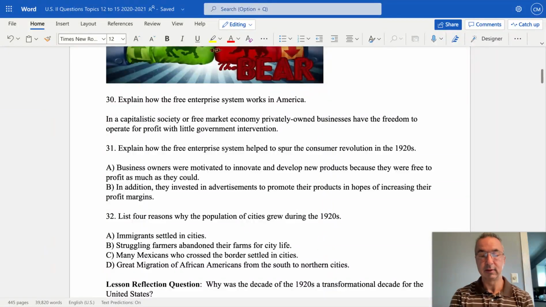And what we like to do anytime we do a lesson is have a lesson reflection question where you think about the totality of what we've been discussing and make your own conclusion. So for this particular one, think about the question and you can respond even before I show you a response. Why was the decade of the 1920s a transformational decade for the United States? So you might want to think about what you would respond before I take you through the response, kind of your own opinion.